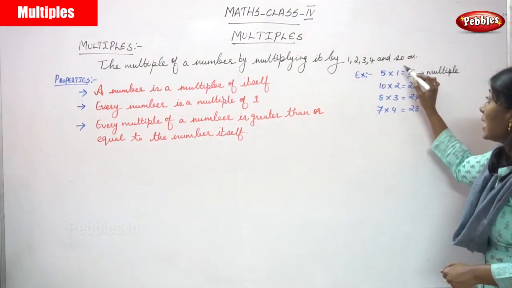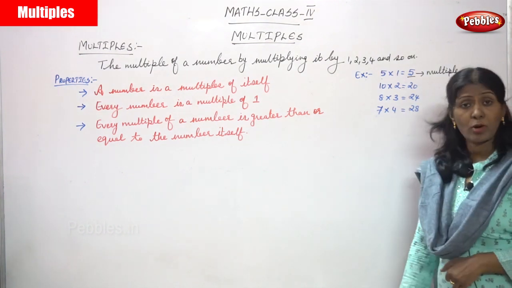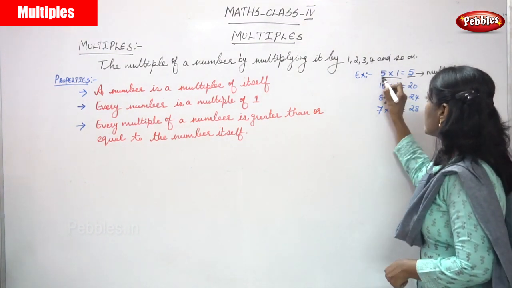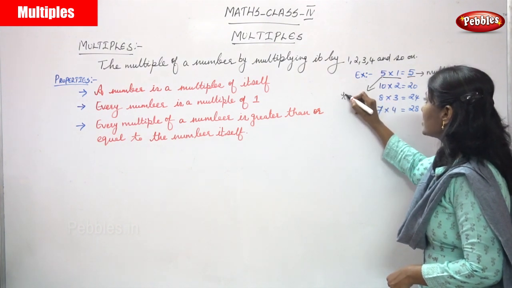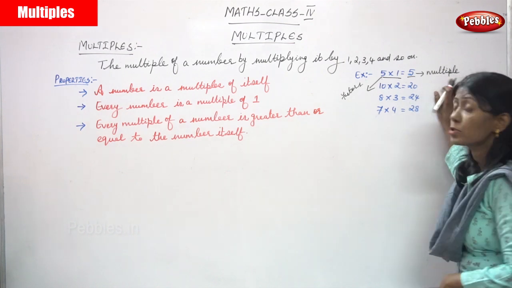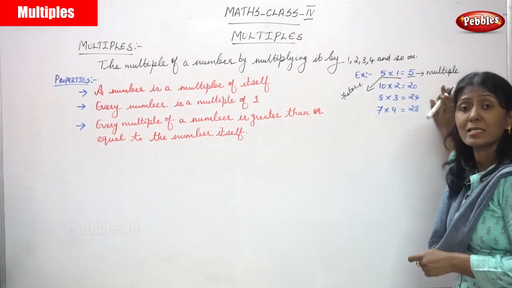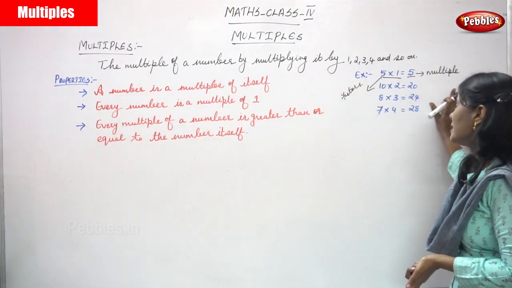So the number I am going to multiply by is 1. So 5 into 1, what do you get? 5. So these two are factors. This 5 and 1 are factors, and this 5 is called a multiple. That means the answer, the product, is called a multiple.